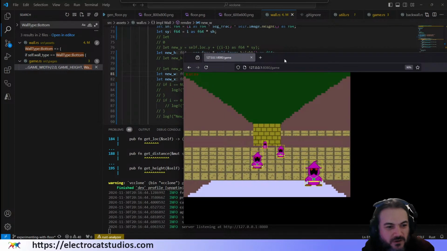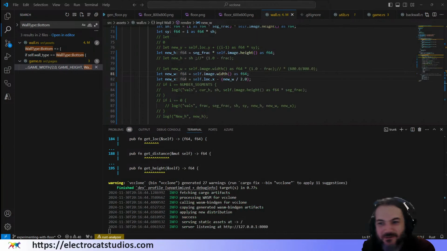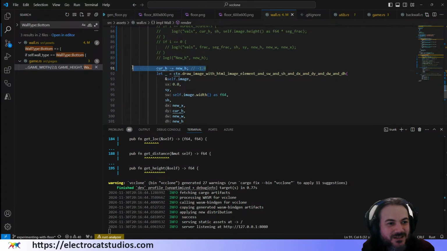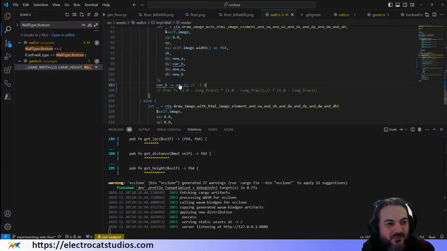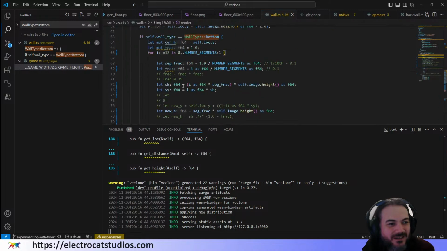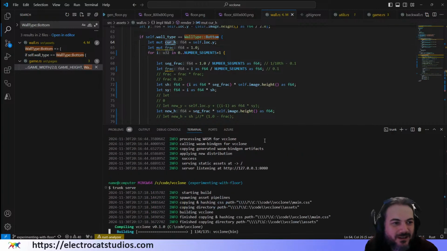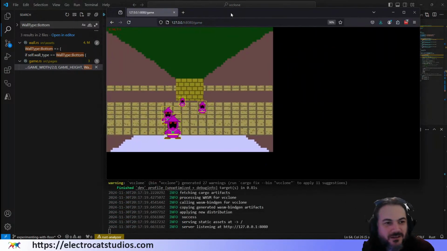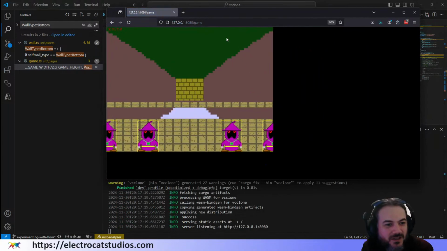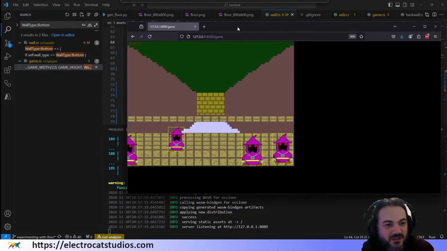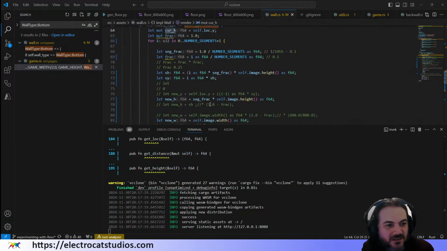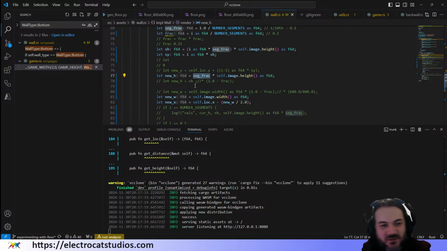I have no idea what's going on here. That's very strange. I don't understand why the first one's not drawing in the right place. Let's try moving this back to here. Let's see if that then draws. Okay, well, that then draws from the bottom, so that's fine. It does seem to be adjusting the height. It's the segment fraction, which it shouldn't be doing. It shouldn't be adjusting the height.